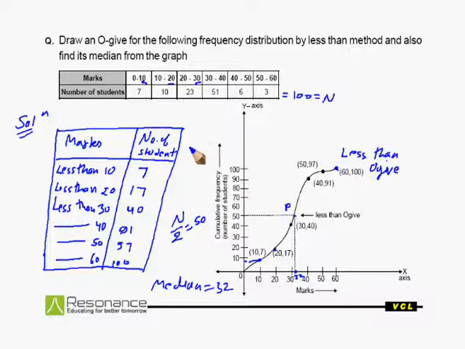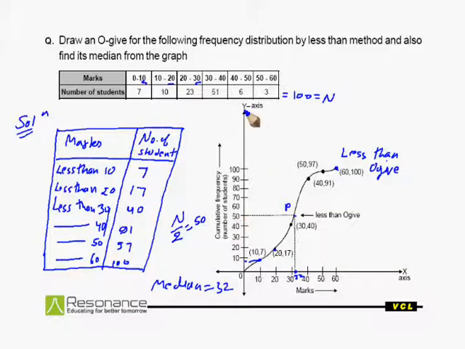Now first of all we draw the less than frequency table. We have to write down the less than upper limit of each class interval. That is, less than the upper limit of the first class, that is 10, less than the upper limit of the second class, that is 20, and so on. Now less than 10 means the number of students whose marks are less than 10, that is the frequency of the first interval. Less than 20 means the number of students whose marks are less than 20. So we have to include these two class intervals, that is 7 plus 10, that is 17, and so on.